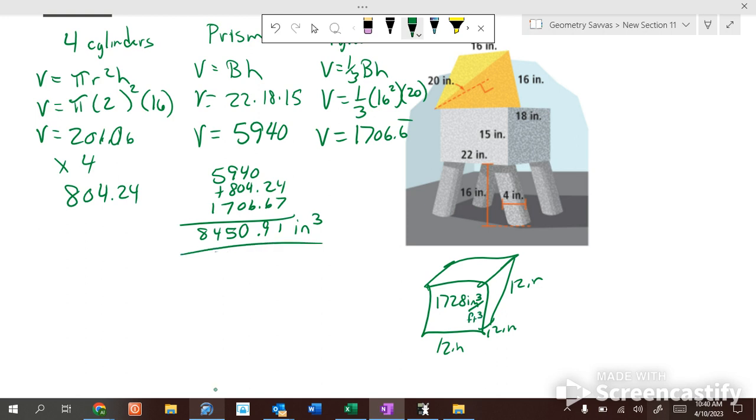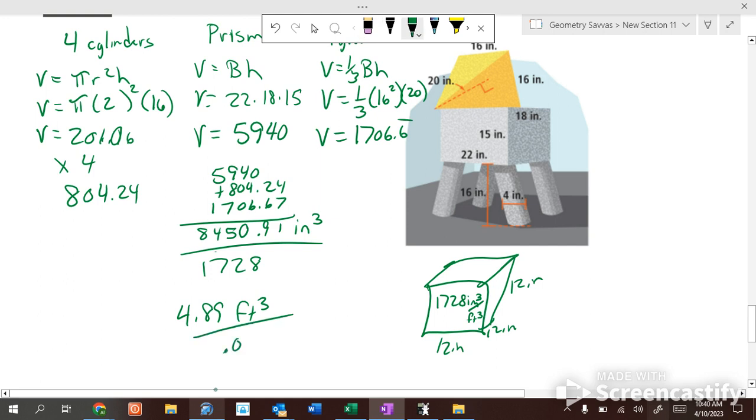So take this divided by 1728, 4.89 feet cubed. Take that divided by 0.6 cubic feet per bag. 8.